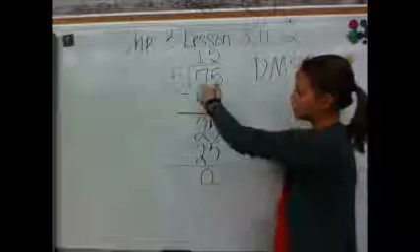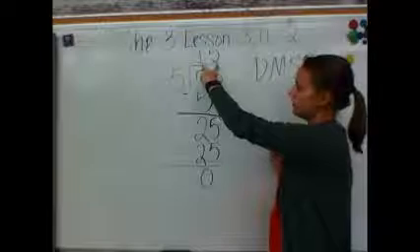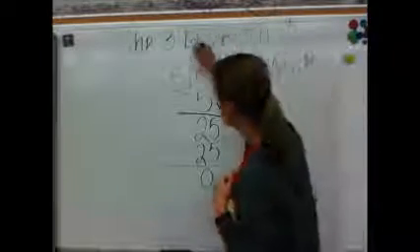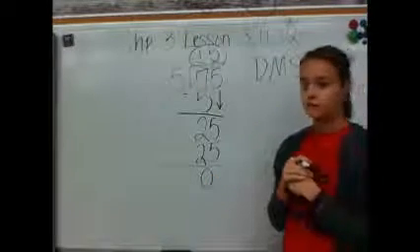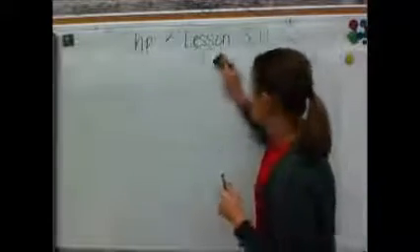And then I can check and make sure, do I have one number above each of my dividend place values? And I do. I've got one number above. So my quotient is equal to 15. Okay? Now let's take a look at another one. Kind of the same type of problem.